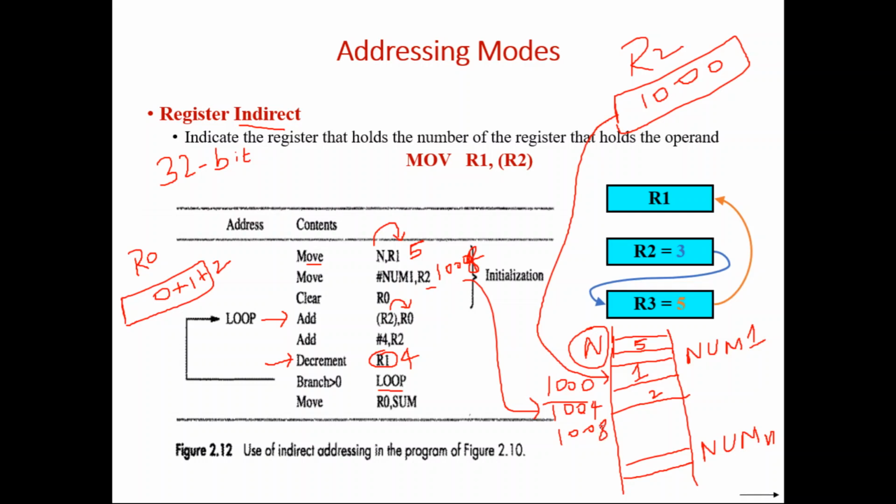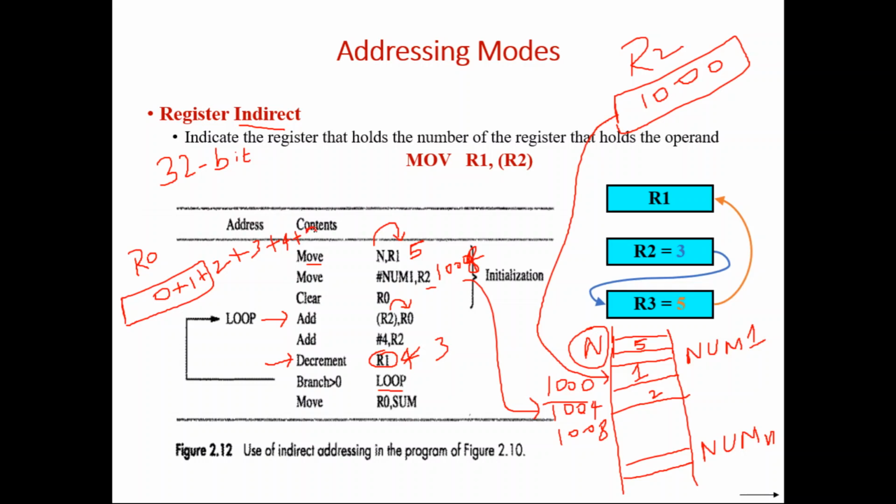Again decrement R1. Now R1 will become 3. Again check, is it greater than 0? Yes. Again loop. So like that it will continue. So like that it will add all the 5 numbers. Let us assume each location contains these numbers 1, 2, 3, 4, 5.